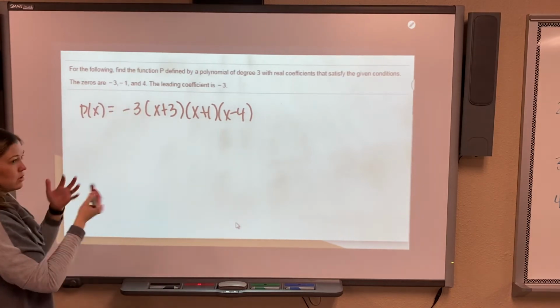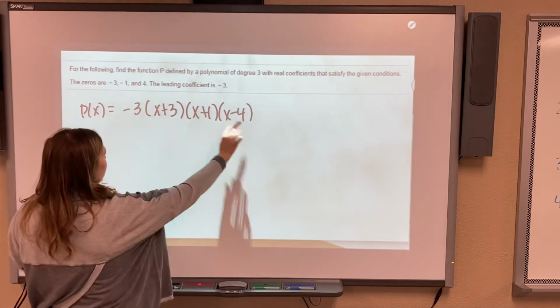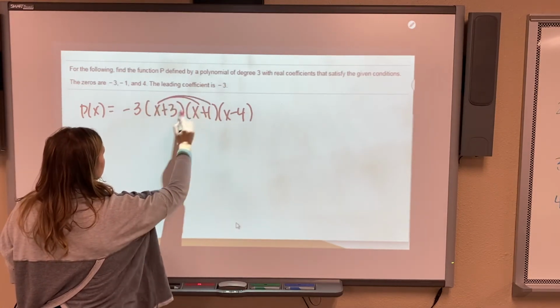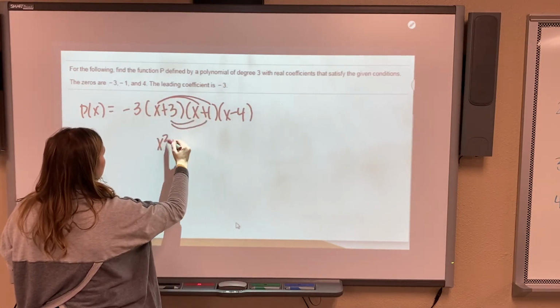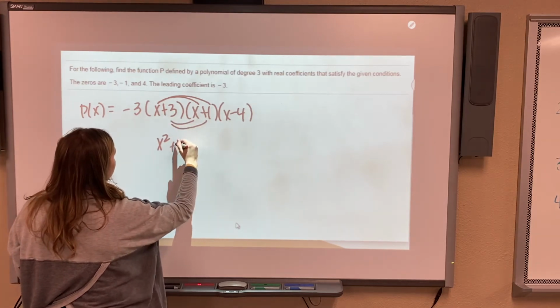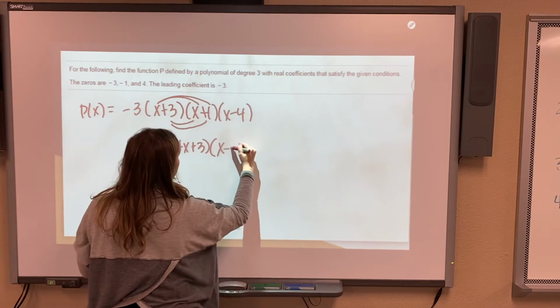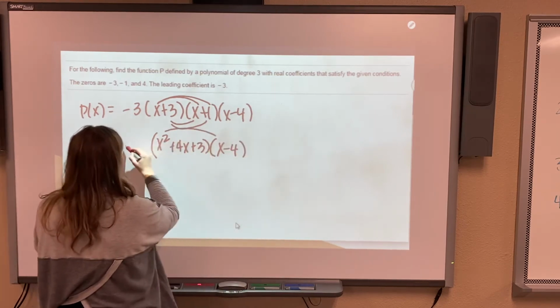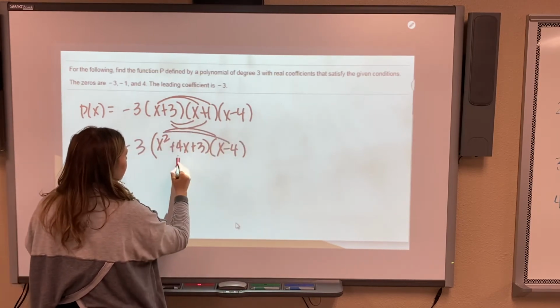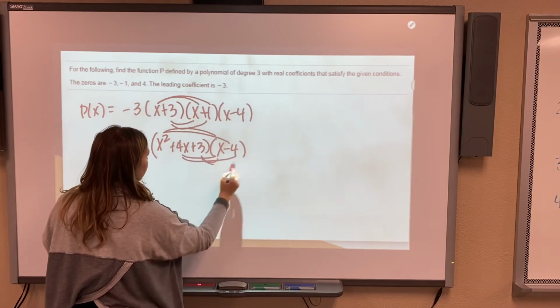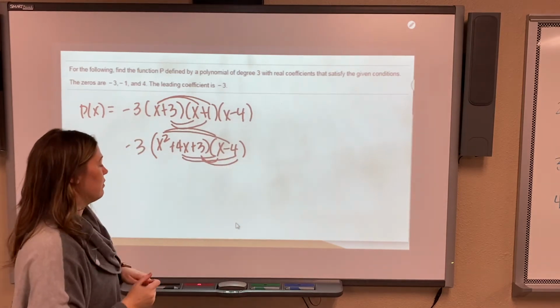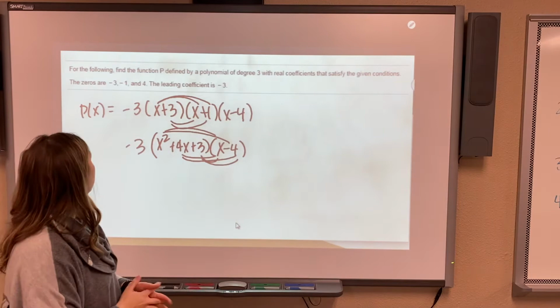And so you multiply. I would just multiply this out first, x times x, and so on. So you get x cubed plus 3x plus 1, so it'd be 4x, and then plus 3 multiplied by your x minus 4, and then you do that again. Don't forget your -3. Multiply it out, and then you multiply by your -3, and then you'll get your polynomial.